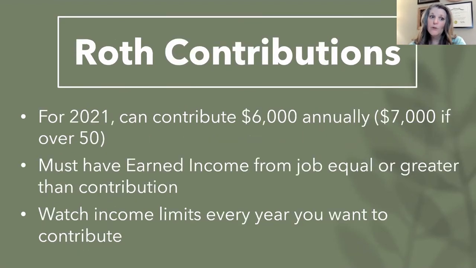Okay, so with Roth contributions for 2021, you can do $6,000 a year, $7,000 if you're over 50. Again, you have to have earned income from a job that's equal to or greater than your contribution amount. And then the last thing that is a bummer is there are income limits. This is the IRS not wanting the ultra rich to use these accounts as tax shelters. These are for the middle class working folks. And so if you earn too much money, you can't contribute to a Roth.